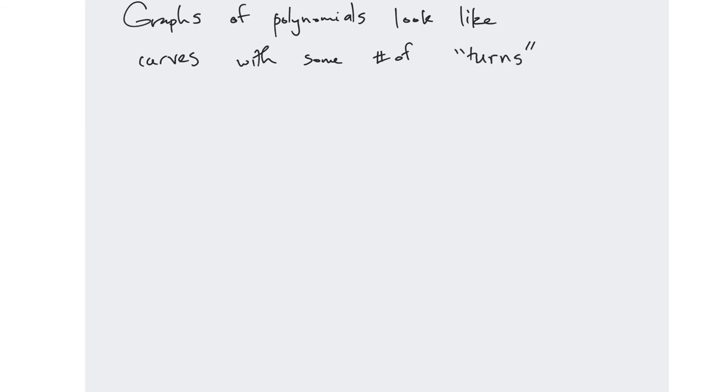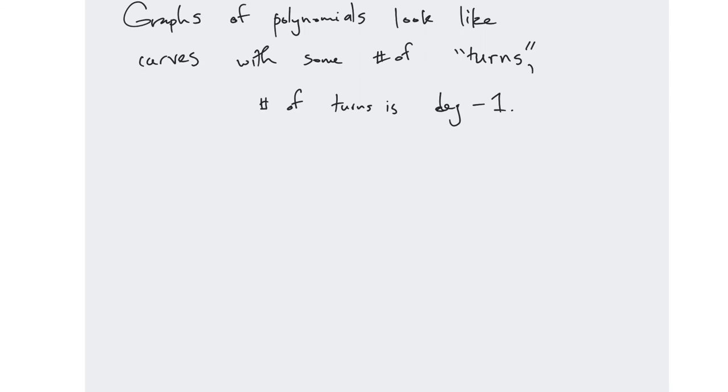I'm being informal here, but I'll show you what I mean by drawing some pictures. In fact, the number of turns is predictable. It's always the degree minus 1. So the number of turns is the degree minus 1. Here's what I mean by that.